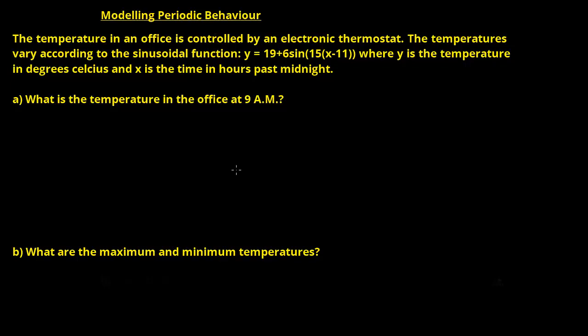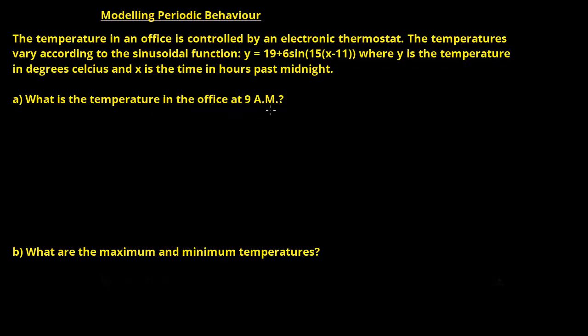We're told the temperature in an office is controlled by an electronic thermostat. The temperatures vary according to the sinusoidal function y is equal to 19 plus 6 times sine of 15 times x minus 11, where y is the temperature in degrees Celsius and x is the time in hours past midnight. The first part of this question is to answer what is the temperature in the office at 9 a.m.